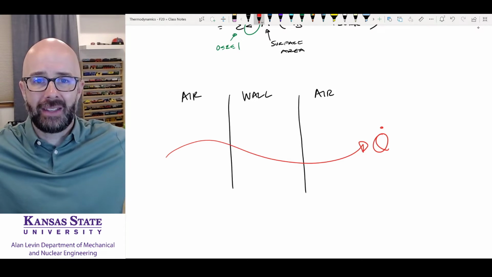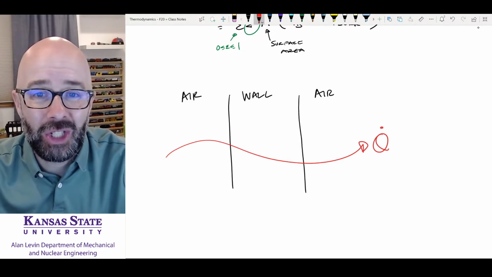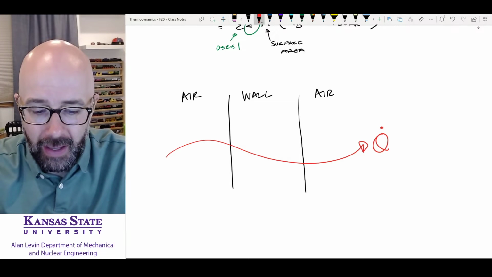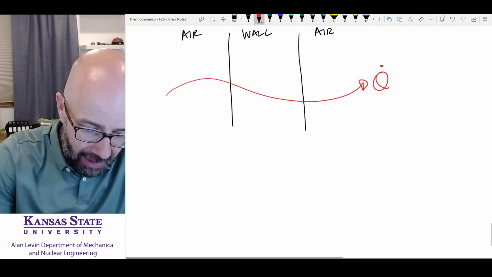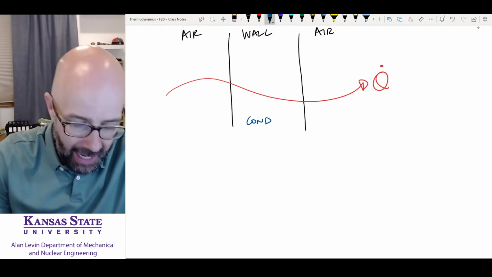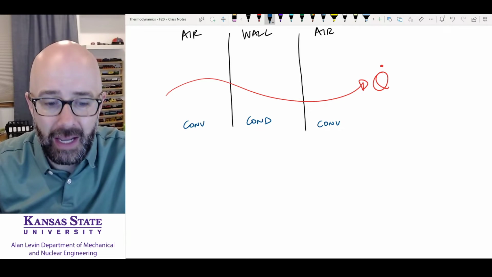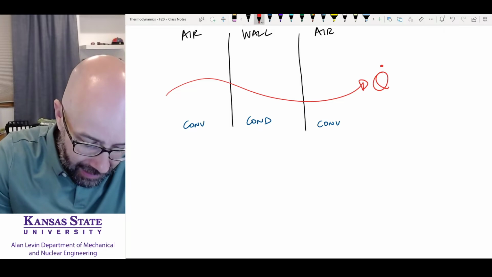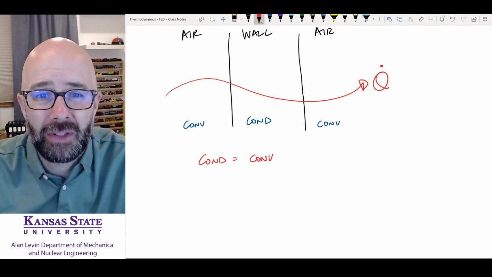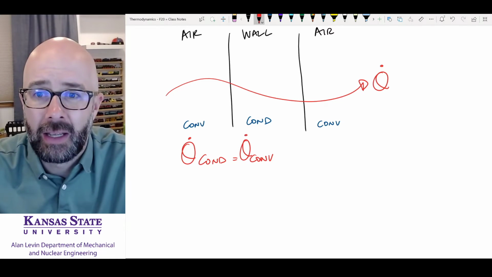It kind of sees what it sees ahead of it. And we can talk about the air and the wall and the air as resistors, thermal resistances, but that current moves right through there. I know that in this wall I'm only going to have conduction, and I might only have convection in the air on both sides. And so I am going to say that the conduction equals the convection. That will help us solve a lot of problems because we know the Q dot conduction has to equal the Q dot convection going on here.